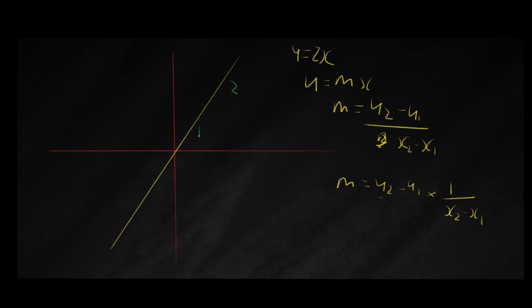Let's look at the 1 and 2 on top. If point 2 is higher and further out than point 1, y2 is bigger than y1 and x2 is bigger than x1. This means that y2 minus y1 is positive, and x2 minus x1 is positive. This means 1 over x2 minus x1 is also positive, since the inverse of a number doesn't change its sign.